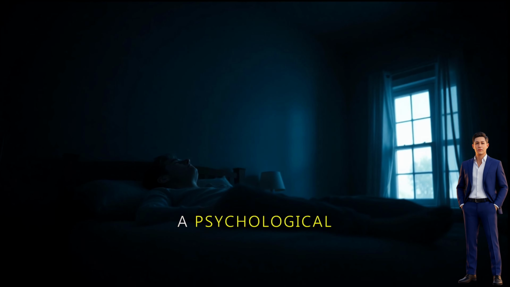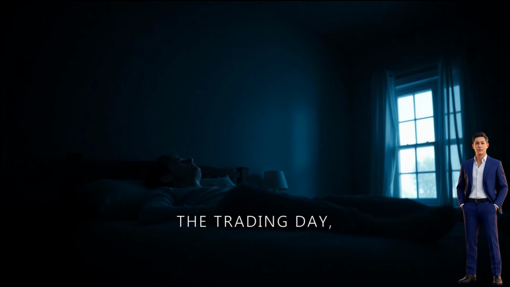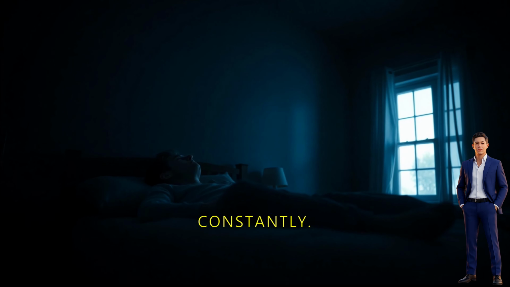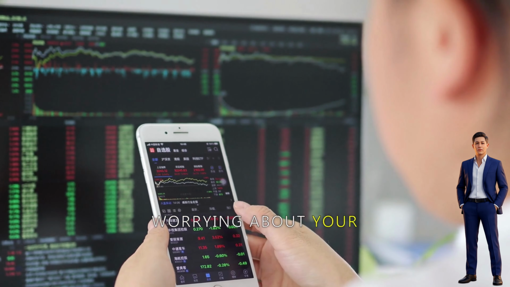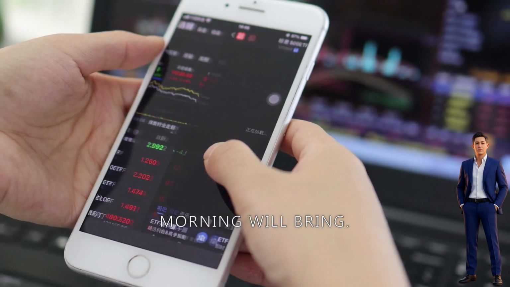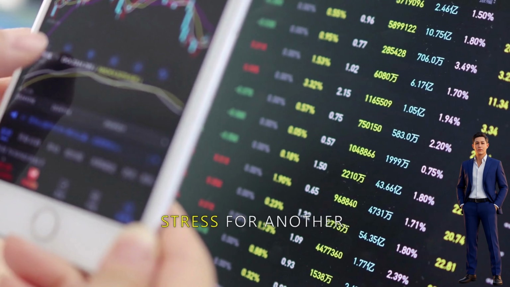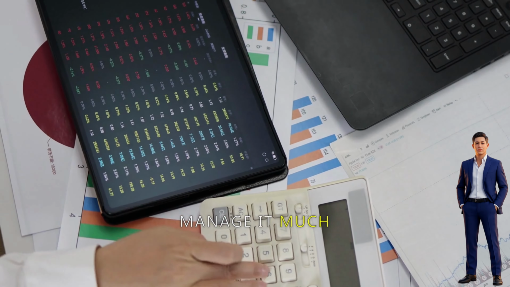There is also a psychological challenge that surprises a lot of people. Even though swing trading is less intense during the trading day, you are carrying positions in your head constantly. You might find yourself checking quotes at dinner, worrying about your positions before bed, and feeling anxious about what the morning will bring. So you are trading one type of stress for another. Understanding that trade-off up front will help you manage it much better.